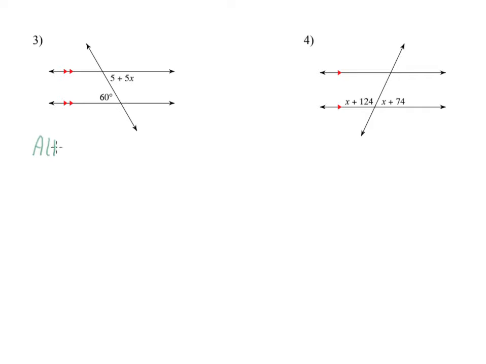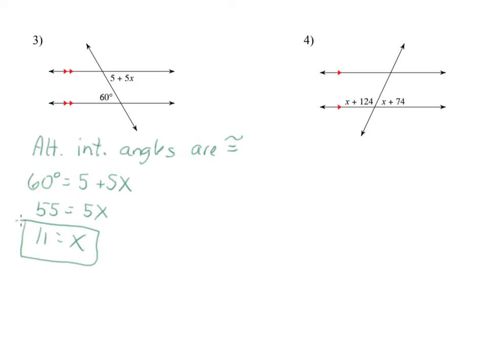Number 3, these are also alternate interior angles, and they are congruent. So that means I have x plus 5x is equal to 60. Subtracting 5 from each side and dividing by 5, I get x is equal to 11.